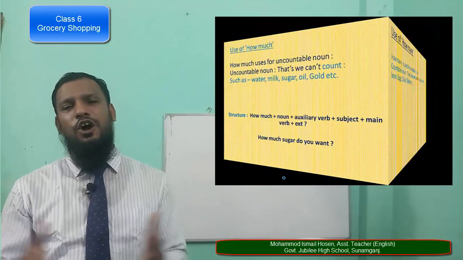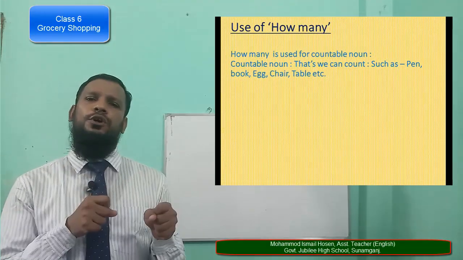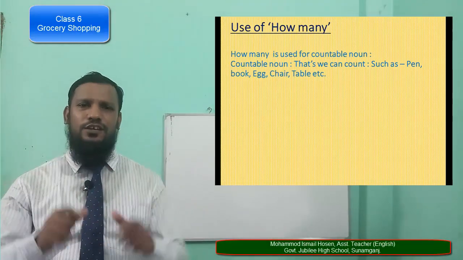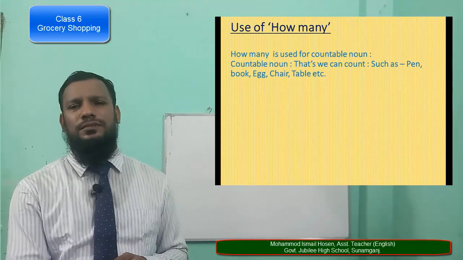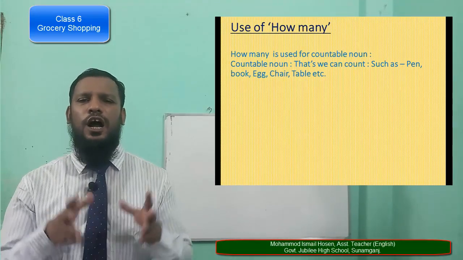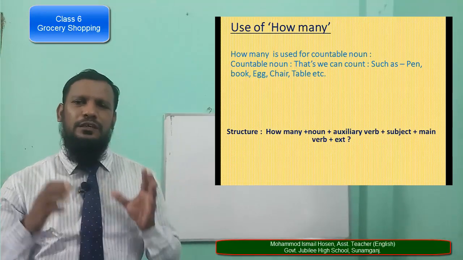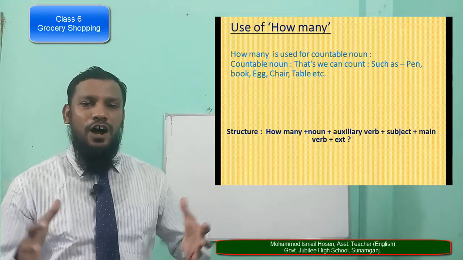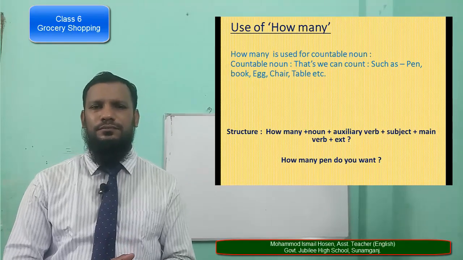And about how many: how many is used for countable nouns, that we can count, such as pen, book, egg, chair, table, etc. Let's see the structure. How many plus noun plus auxiliary verb plus subject plus main verb plus extension. How many pens do you want?